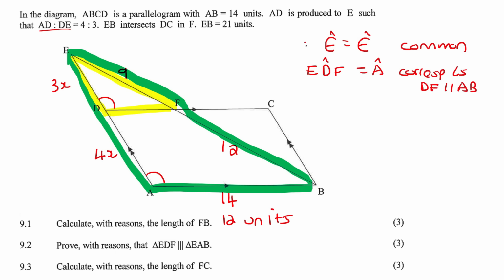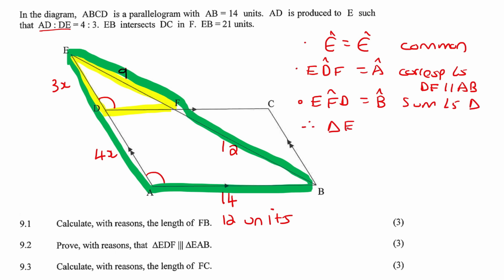Now with similarity, the third angle is automatically going to be the same. You could use corresponding again if you want to, it doesn't really matter. I won't lie, this is a really easy question. So we would say angle EFD is equal to angle B, and you could say sum of angles in a triangle again, or you could say corresponding, but I'm going to go sum of angles in a triangle. And so therefore these two triangles are similar. EDF is similar to EAB. Okay, done. Calculate with reasons the length of FC.